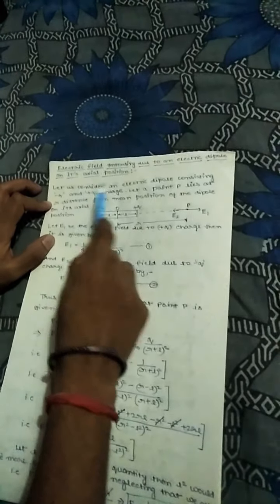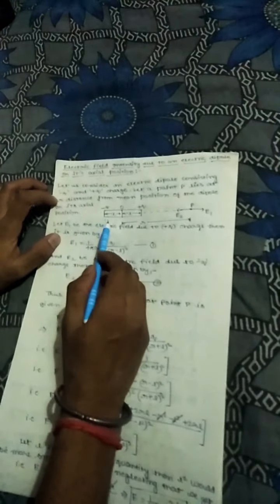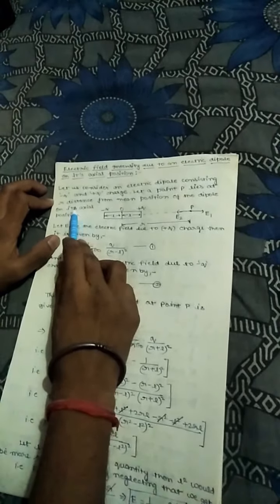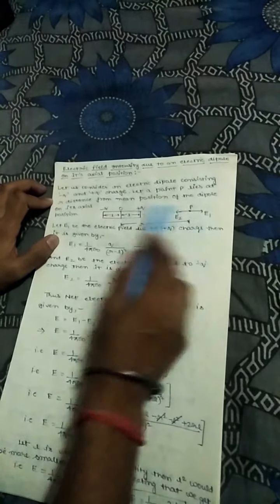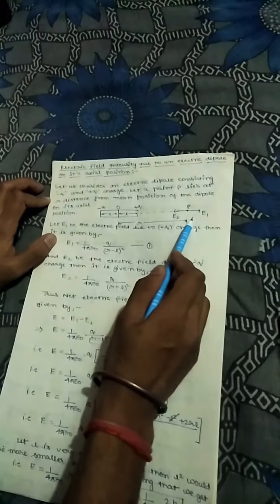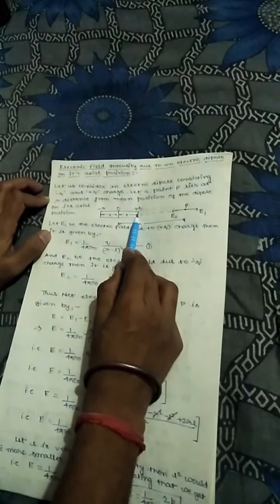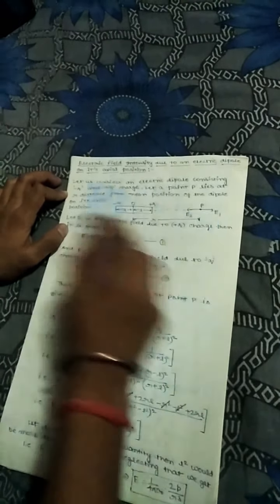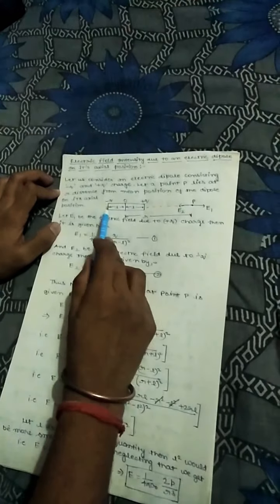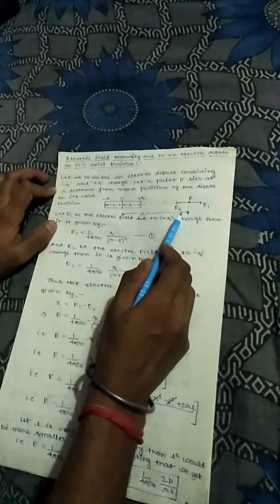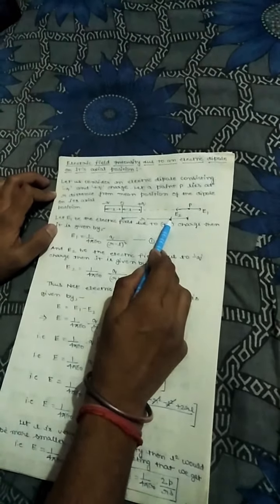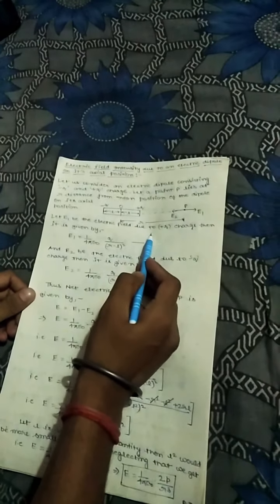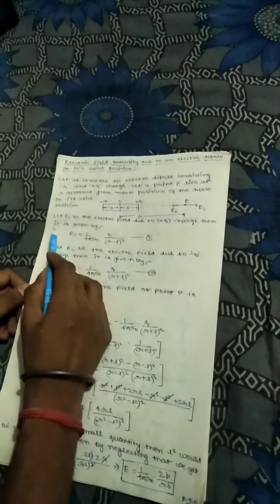Now let us consider an electric dipole consisting of minus q and plus q charges. Let a point P lie at distance r from the mean position of the dipole on its axial position, as we have considered here. Due to the plus q charge, the electric field intensity E1 would be outward, as we discussed earlier, and due to the negative charge, the electric field would be inward.